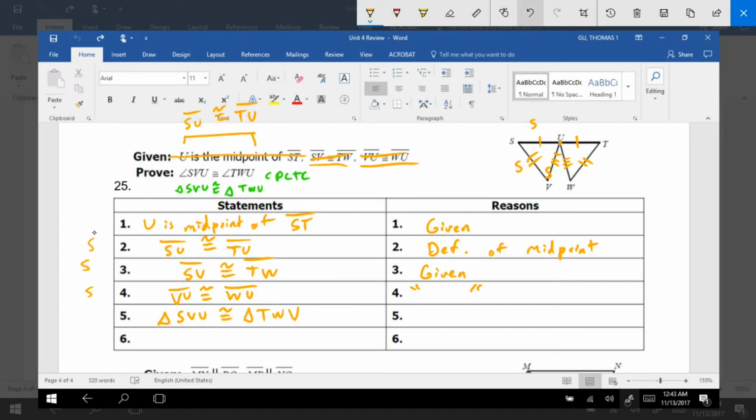That looks like a V. And so that means, why are we able to say that? Side, side, side. And finally, one step further, angle SVU, that's in the proof, is congruent to angle TWU. And why is that? That's going to be CPCTC. And we're done with 25.